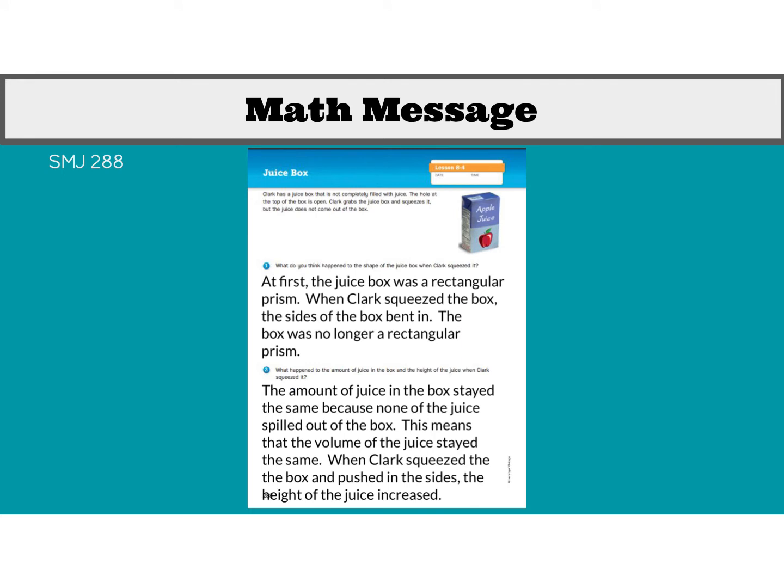All right, and if we take a look at question 2, the amount of juice in the box stayed the same because none of the juice spilled out of the box. This means that the volume of the juice stayed the same. When Clark squeezed the box and pushed in the sides, the height of the juice increased. Now, these are just sample answers. You could have explained it in a different way and worded it differently, which is completely fine.